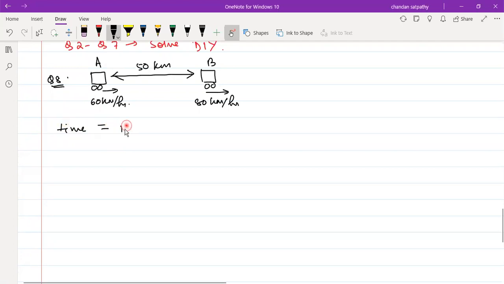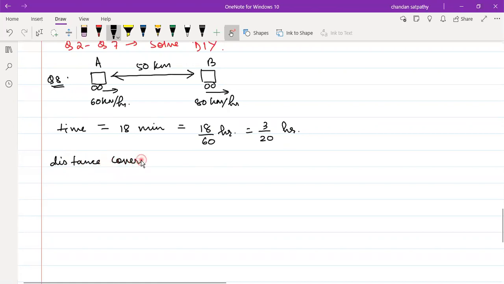So first we'll write the time, how much? 18 minutes. But here the speed is in kilometer per hour, so you have to convert the time also into hours. So we'll write 18 minutes is equal to 18 by 60 hour, or we can reduce that, 6 threes are 18, 6 twenties are 120, so 3 by 20 hour.